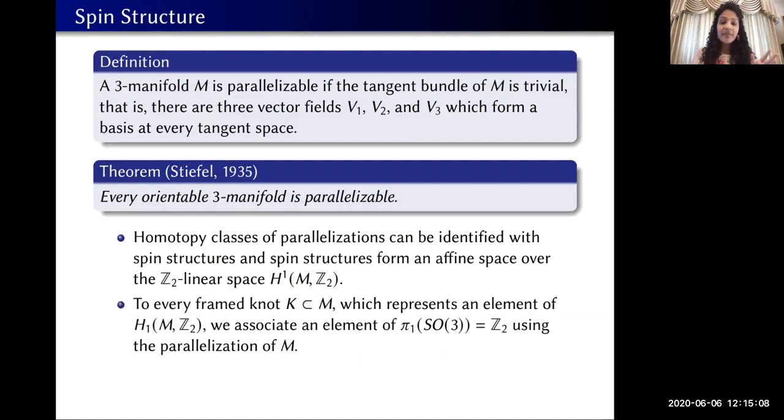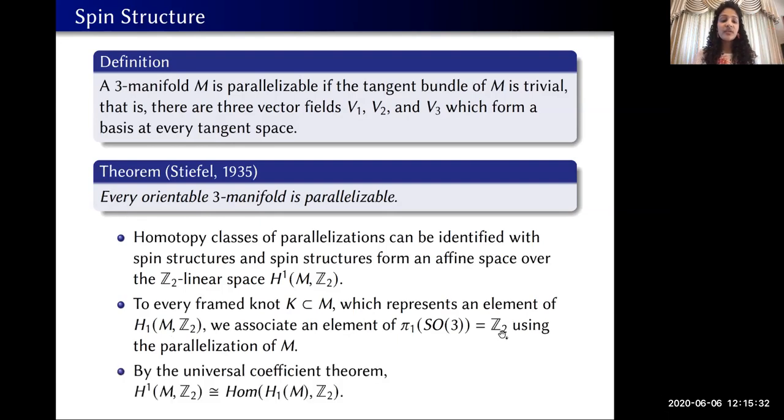Also, every framed knot represents an element of the first homology of M with Z2 coefficients. And to every framed knot, you can associate an element of the fundamental group of the 3D rotation group, which is Z2, using the parallelization of M. In fact, this map is a homomorphism. So for every framed knot, you have a homomorphism from the first homology to Z2. And then by the universal coefficient theorem, the first cohomology is isomorphic to the Hom group. Okay, so this diagram will illustrate this fact.